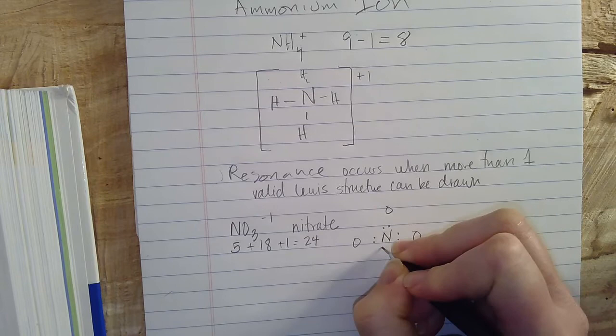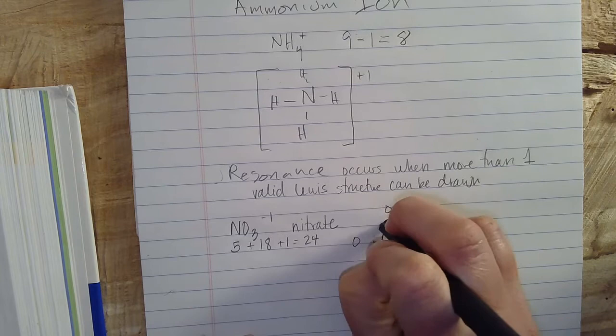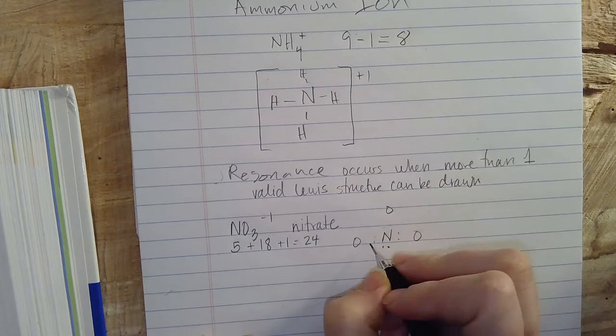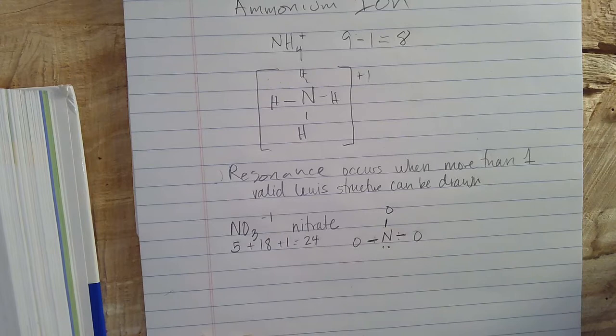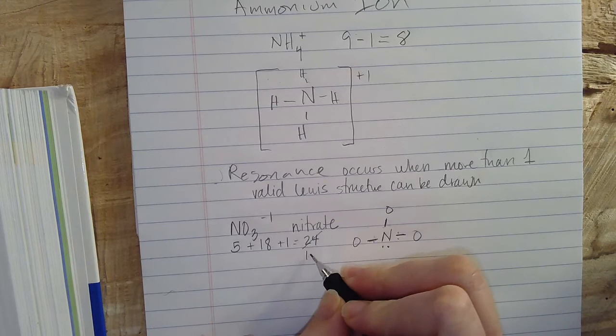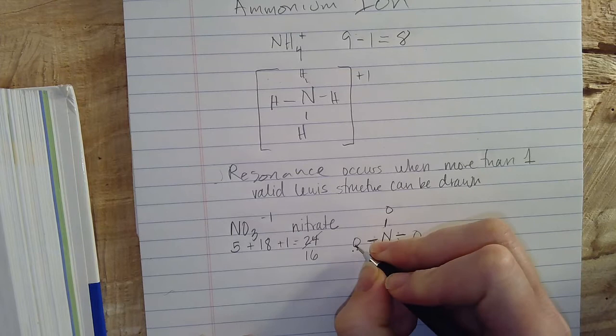I'm going to satisfy nitrogen first with 8 valence electrons. So I've used up 8. So I understand that instead of putting electrons in here, you just go ahead and draw single bonds in. So I'll go ahead and do that. So this would be a single bond, single bond, single bond. And right now, nitrogen has 8 electrons and it's satisfied. So I've drawn 8, which means I have 16 left to go. I'm going to spread them around as equally as possible.